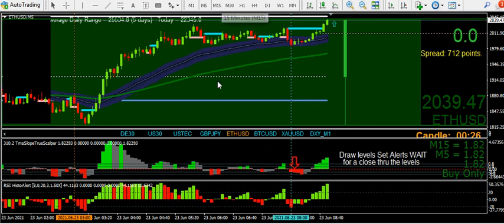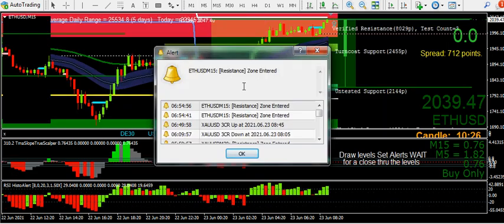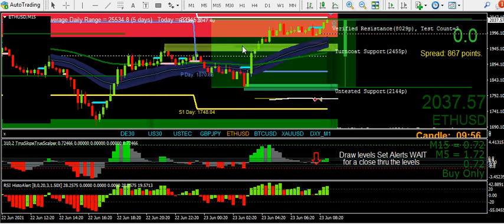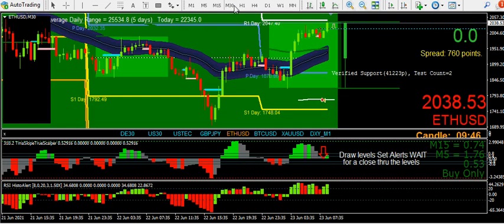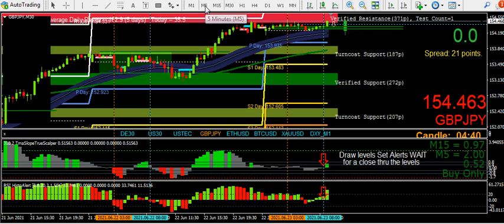I didn't even check what that alert was there. Zone entered. Oh, that's an alert from the SR level. I've not seen that before. That's interesting. So all sorts going on there. Let's get back to a normal chart quickly. GJ, what about that on 5 minute?